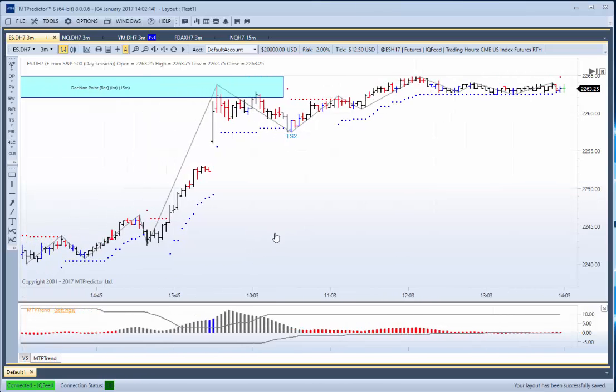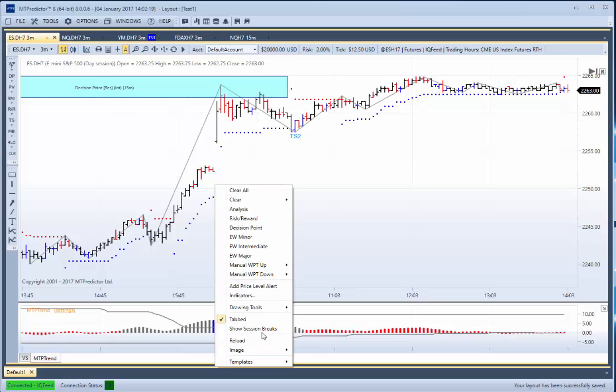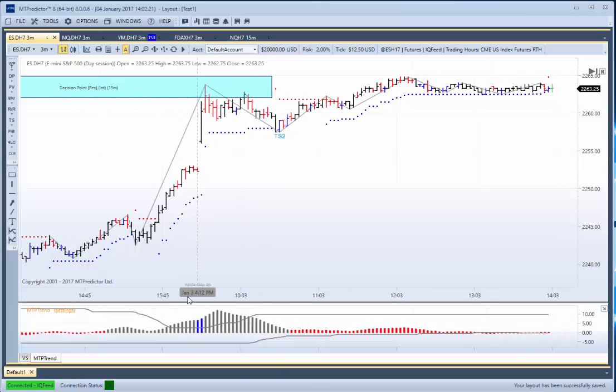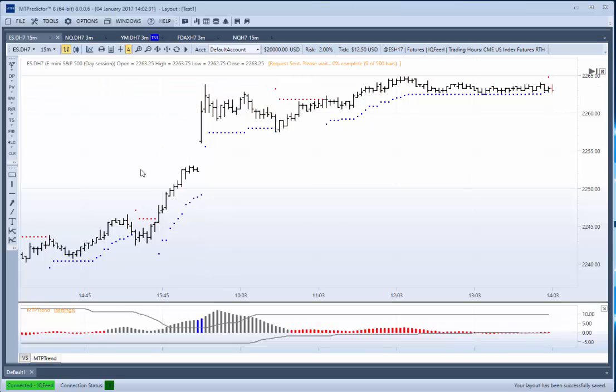So today is the 4th of January. There we go, that's the end of the 3rd, today's the 4th. So I just want to show you how the US E-minis were setting up today. Let's have a look at the 15-minute chart of the ES.